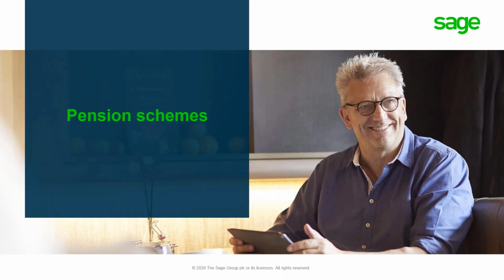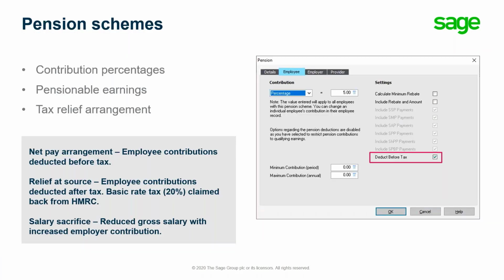So I just wanted to briefly mention pension schemes. It's now a requirement for employers to provide a pension scheme and automatically enroll employees that meet certain criteria into that scheme. So you will need to set up your pension scheme in the software, and there are a couple of settings that you will need to know about. So 3 things you'll need from the pension provider. You'll need to know the contribution percentages, or in some cases it's fixed amounts, it's almost always percentages.